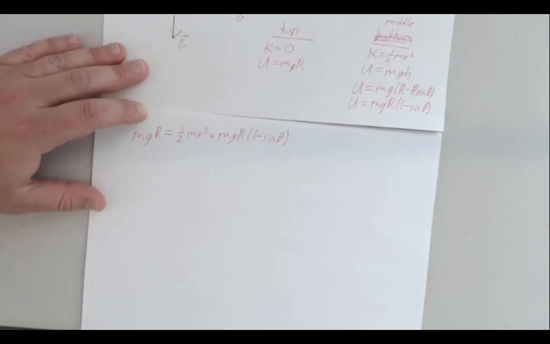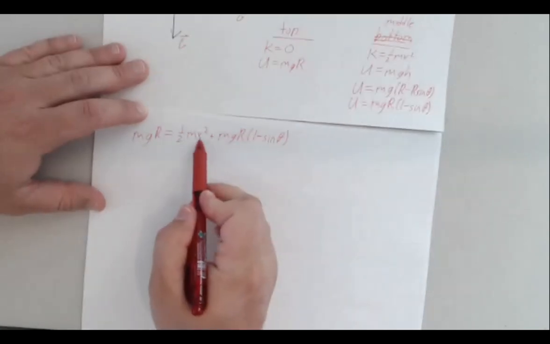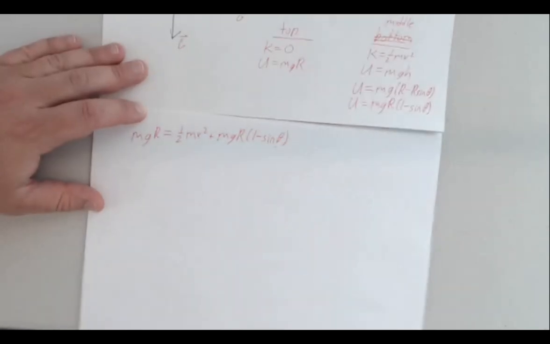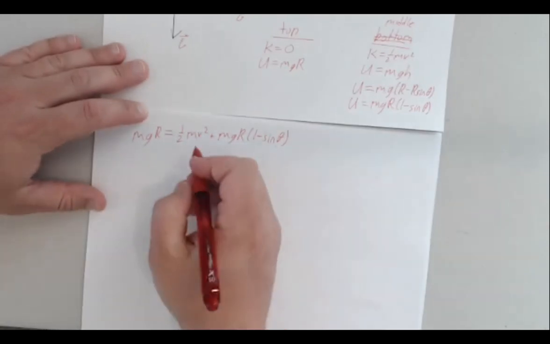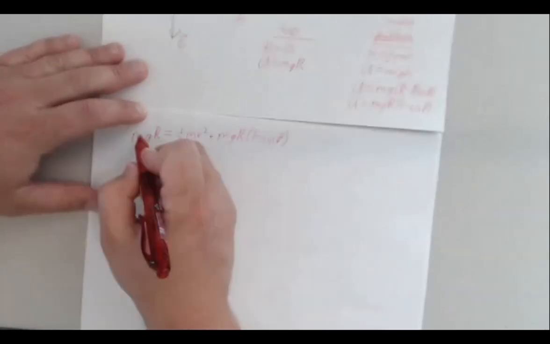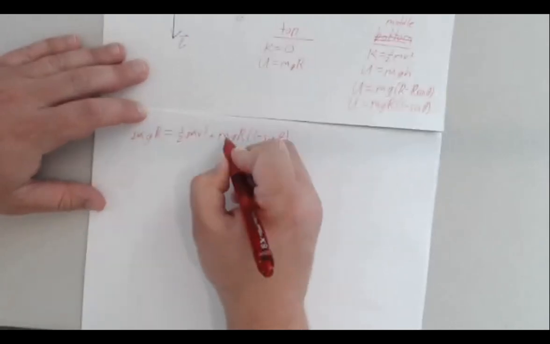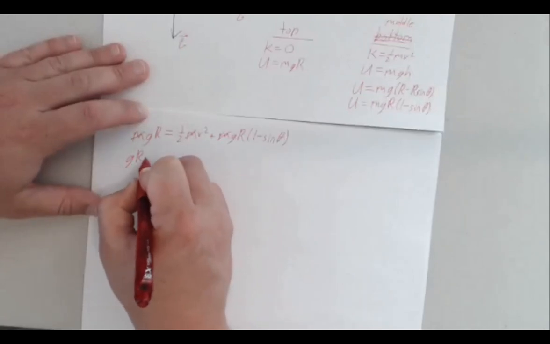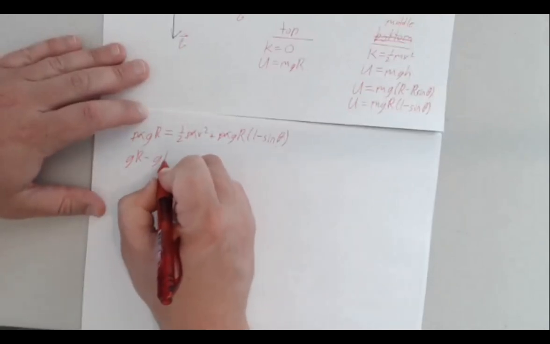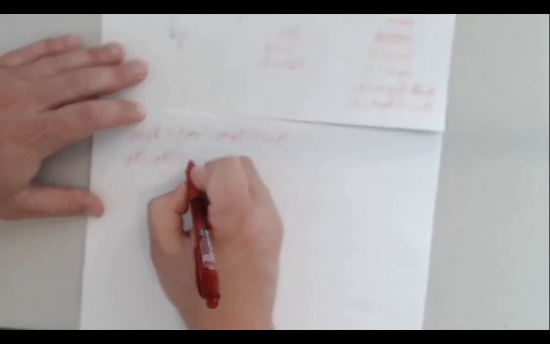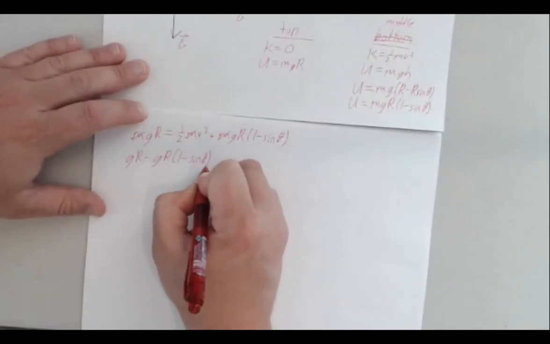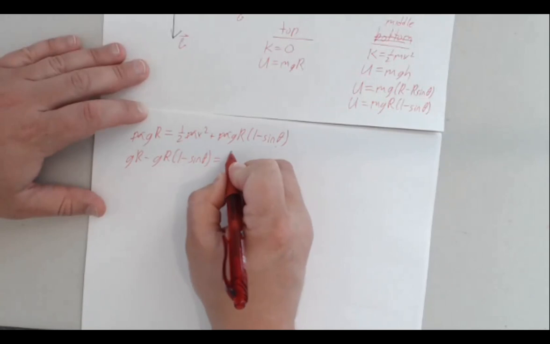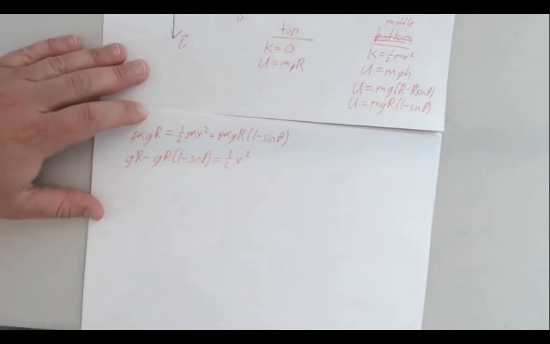And voila, I've got a statement here that relates my velocity to my position. So now all we've got to do is solve for v. We can make our lives a little easier if we just cancel the m's everywhere, right? We move this term over to the other side. We get gr minus gr times 1 minus sine theta equals 1/2 v squared.